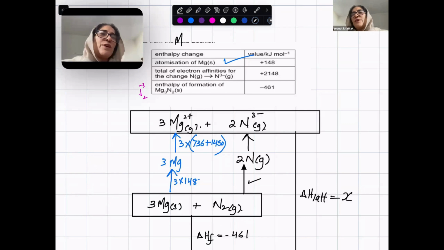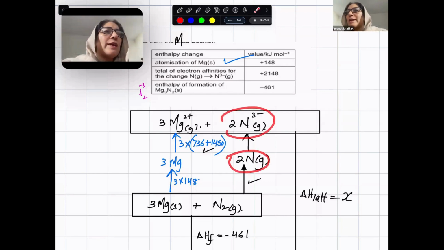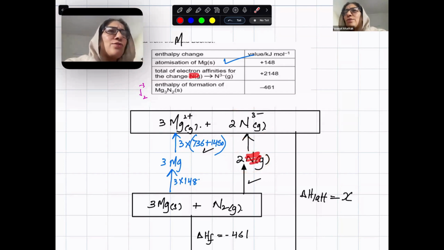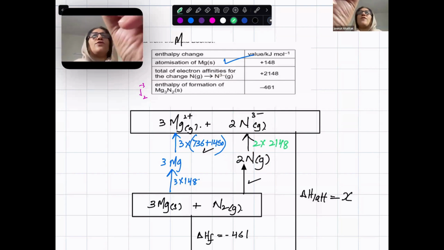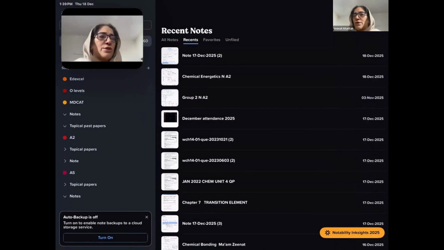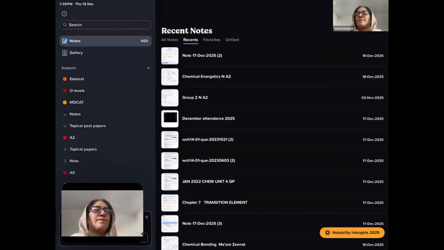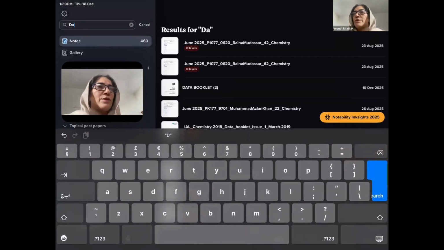I will show you even these 2 values that I have taken from the ionization data booklet. Now, what is happening here? 2 nitrogen into 2. Actually it's N into N3 minus, 2 times. So 2 into 2148. If I use the data booklet, what am I supposed to do?